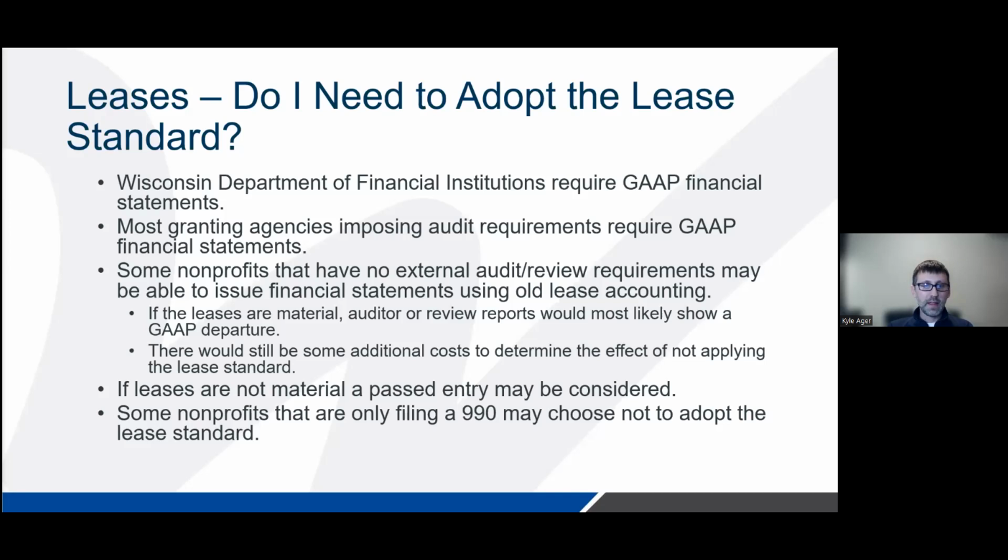At a high level, though, for all organizations, if your leases are not material to the financial statements, the auditor and client might work together to determine if a passed entry can be considered. And basically, we would propose the journal entry as how those balances should be presented, and that would be shared with governance, but you would still have your financial statements without those calculations in them. And then finally, some organizations that are only filing 990s might be choosing not to adopt the lease standard at all, and are still, my understanding, able to mark the accrual box on the first page of the 990.